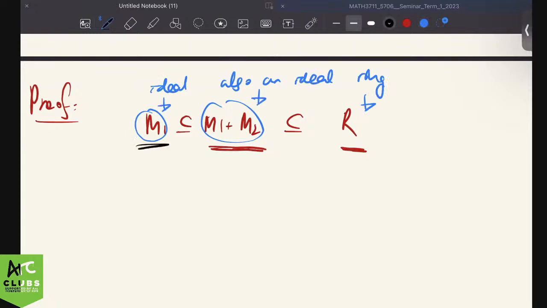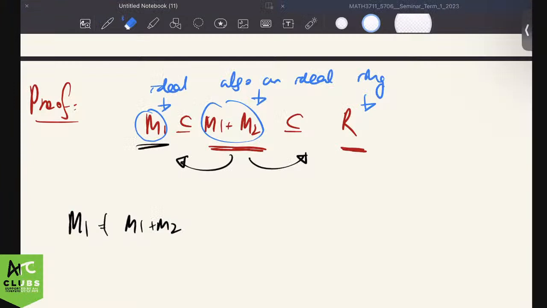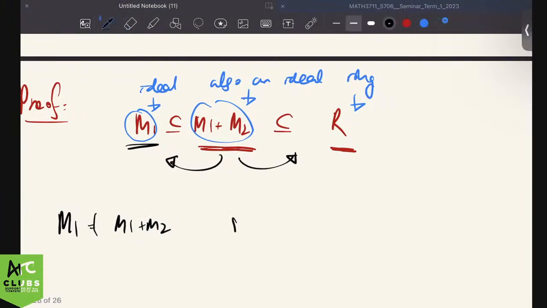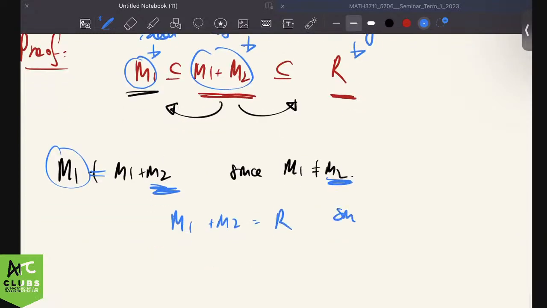because this is maximal, it's kind of like the squeezing theorem, right? This is either equal to M1 or it's equal to R. But M1 is not equal to M1 plus M2, because we're given in this information that M1 is not equal to M2, right? Which means there are elements over here that we don't get over here, right? Because there are elements that we've got in M2, they're both maximal, so these can't be equal. So that means that M1 plus M2 needs to be equal to R, since M1 is maximal.